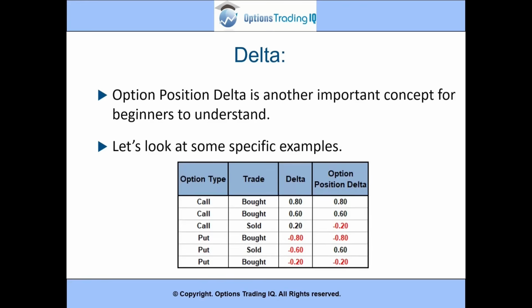Let's look at some specific examples. Here you can see some calls and puts. We've got some straight long calls, 80 delta. The position delta is 80. Position delta here is 60. Here we've sold that call option. So even though the call has positive delta, our position delta is negative delta. If we buy a put option, the put has negative delta, our position is negative delta. But if we sell a put option, the put still has negative delta, but we have positive delta.